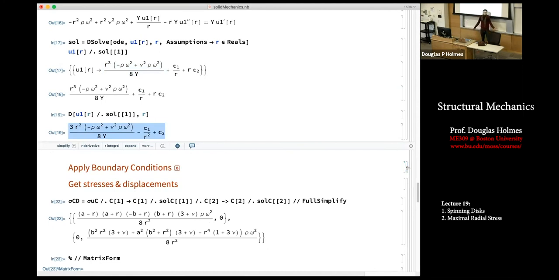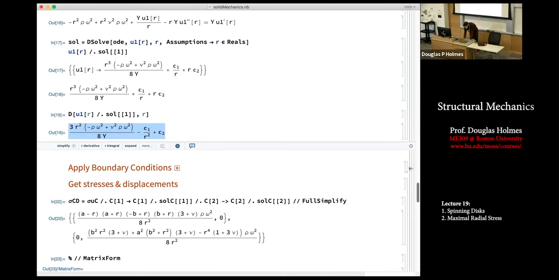And so the question is, what are our boundary conditions? Just like with the last problem, we knew something about the pressure, therefore the stress exerted on the inner and outer walls of the thick wall pressure vessel. They were equal to the inner and outer pressures. In the case of a spinning disk, we also know something about the stresses at the inner and outer boundary. We know that there's no pressure there. So the stress at r equals a and the stress at r equals b have to be zero.